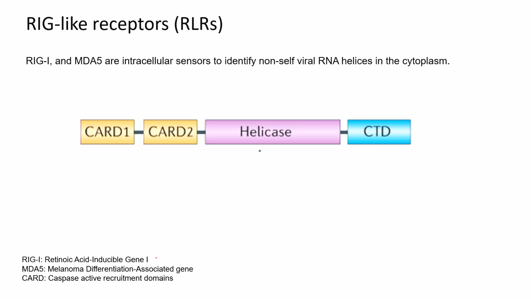RIG stands for retinoic acid inducible gene 1, which is again a gene that gets activated by vitamin A. Retinoic acid is vitamin A. Then we have this second one called MDA5, which is a myelinoma differentiating associated gene specific protein, MDA5. So, these are intracellular sensors again and identify non-self viral RNA.